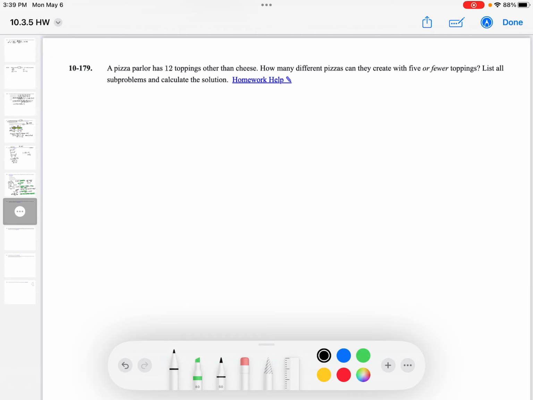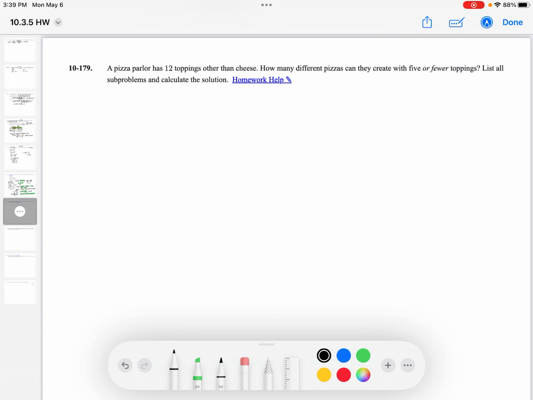All right, back on to problem 179. A pizza parlor has 12 toppings other than cheese. How many different pizzas can they create with 5 or fewer toppings? List all subproblems and calculate the solution.